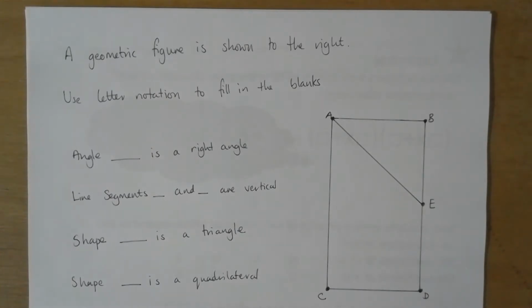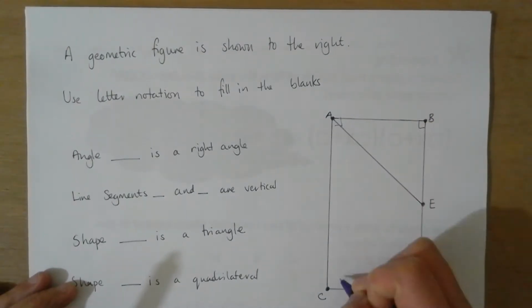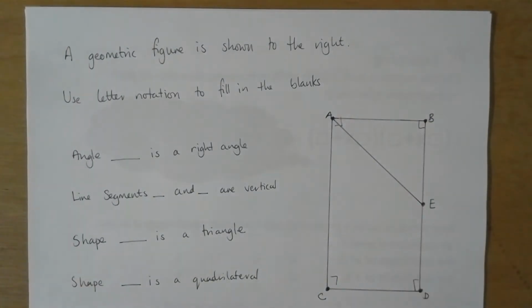So we have a geometric figure which is shown to the right. Use letter notation to fill in the blanks. So when we talk about letter notation, we are essentially just saying use letters to describe what you need to do, where you need to go, or anything else. So just answering these questions, we have angle blank is a right angle. So I have 4 right angles in this entire thing. I have 1, 2, 3, 4.